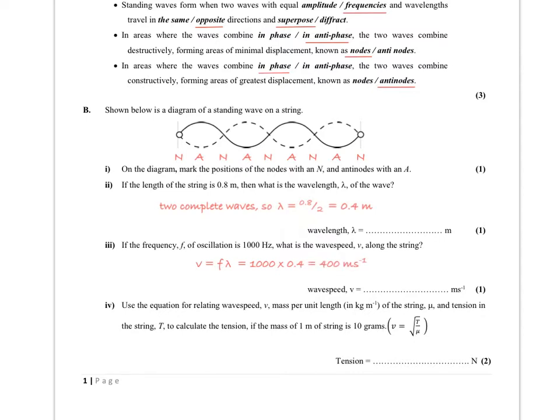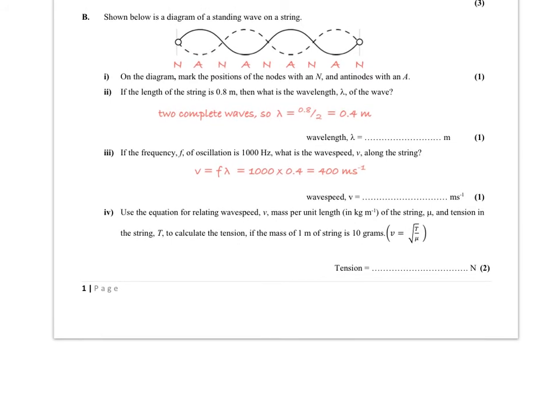And then the final part of this question, we're asked to relate this wave speed to the tension in the string and the mass per unit length. So we've got this equation here that wave speed is equal to the square root of tension over mass per unit length. So it's just a case of rearranging, sticking in our values. So if we square both sides of the equation to get rid of that awkward square root, v squared equals T over mu. And then we are told that 1 meter of string has a mass of 10 grams.